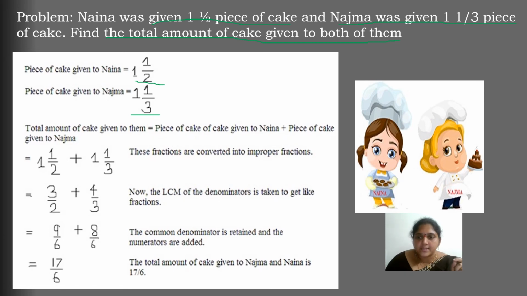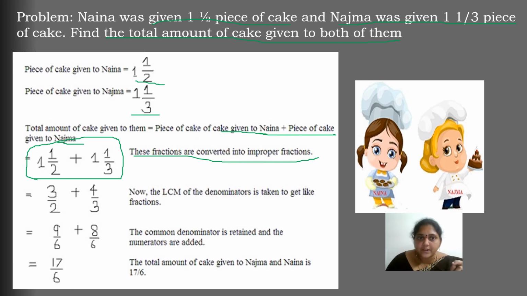To find this total amount of cake, what do we have to do? We have to add both the pieces of cake. Here, these two are mixed fractions with different denominators, right? First, what do we have to do? We have to convert these into improper fractions.